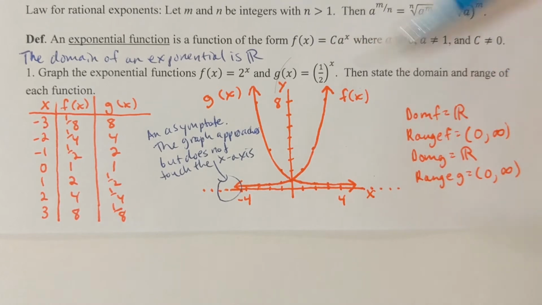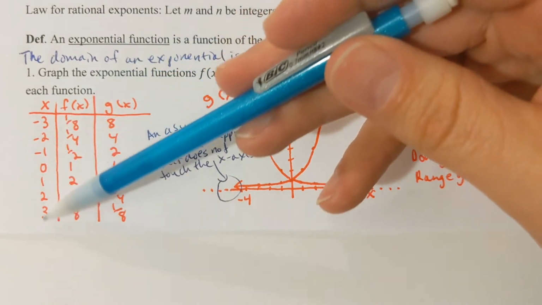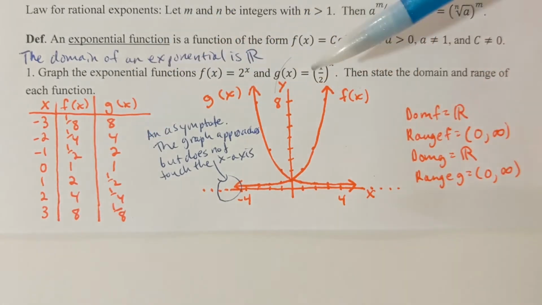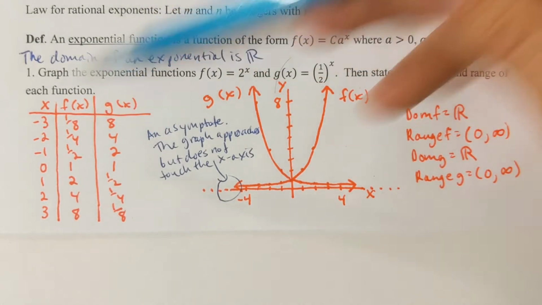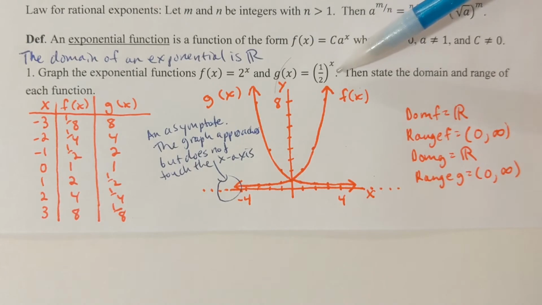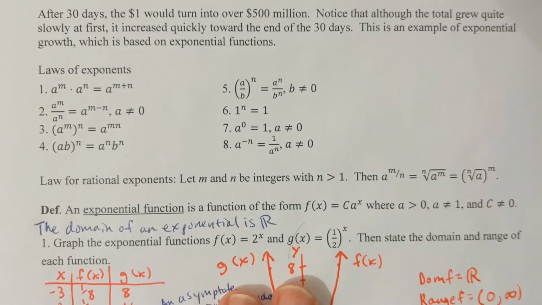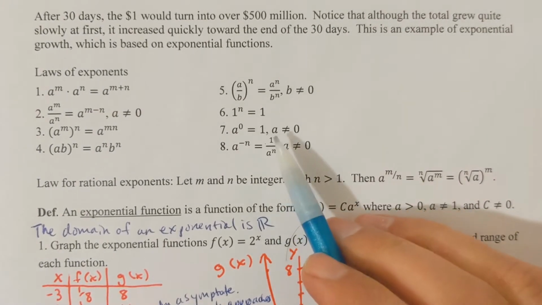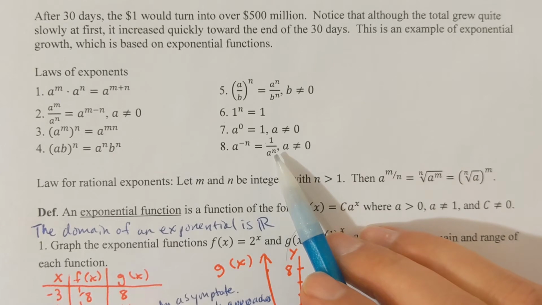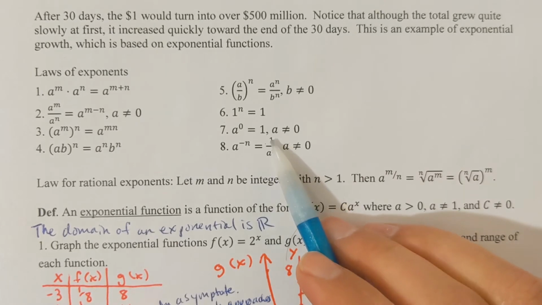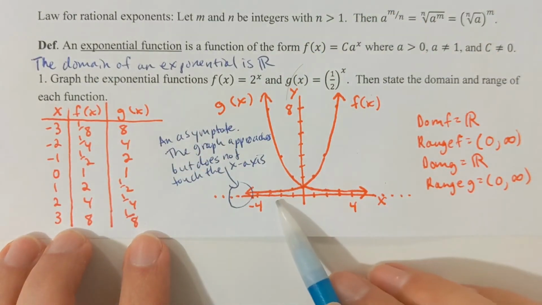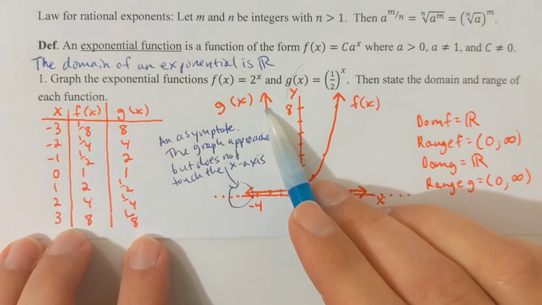Let's graph g of x now. g of x is equal to 1/2 to the x power. I'll just use these same 7 x values that I already had set up for when I graphed f of x, and I'll use them to graph g of x. So if x is -3, 1/2 to the -3rd would be the same as 1 over 1/2 cubed, or 1/2 cubed is 1/8, right? So if you have 1 over 1/8, that would be the same as 8. Okay, here's -3, 8 on the graph.